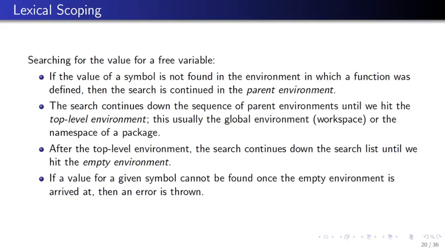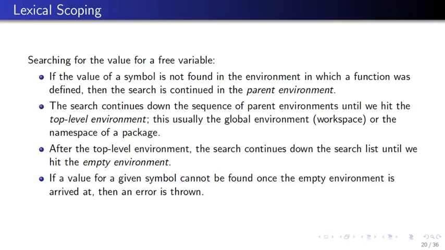So if you're in a function and you encounter a free variable in that function, what happens? The first thing you look for is the environment in which the function was defined. For example, if I defined a function in the global environment, then the global environment is the environment in which the function was defined. So if I see a free variable in this function and I can't figure out a value inside the function, then I'm going to look in the global environment because that's where the function was defined. If I can't find something in the global environment, then the search continues in what's called the parent environment of the global environment.